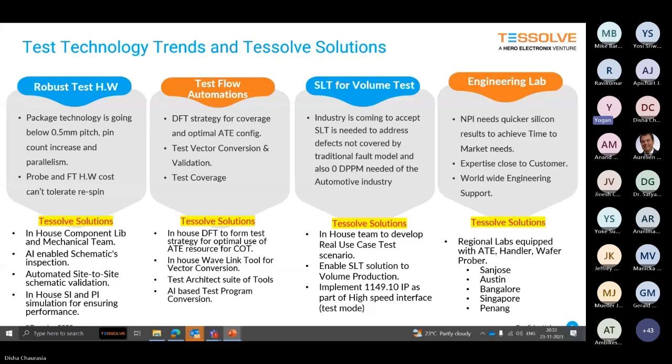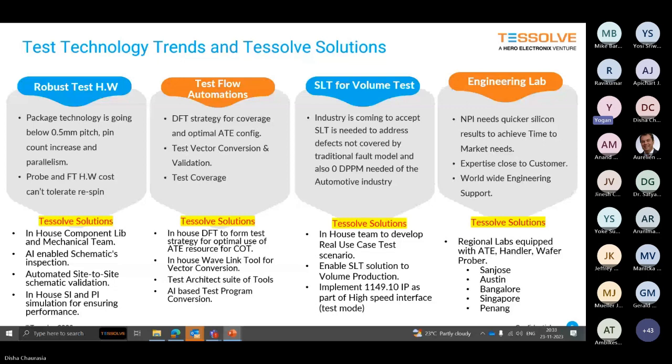And we are also trying to look at the test times of SLT, which are usually in terms of minutes. How do we address the cost of test by moving some of the ATE tests, especially the structural tests, into the SLT, so that SLT has the volume of testing multiple devices in parallel, like in the 300s? How do we move some of these structural tests over? So there is an in-house program. We are addressing the solution like implementing 1149.10.